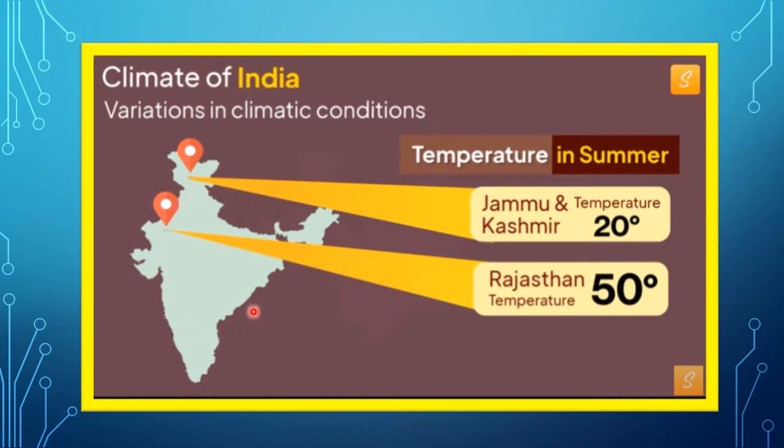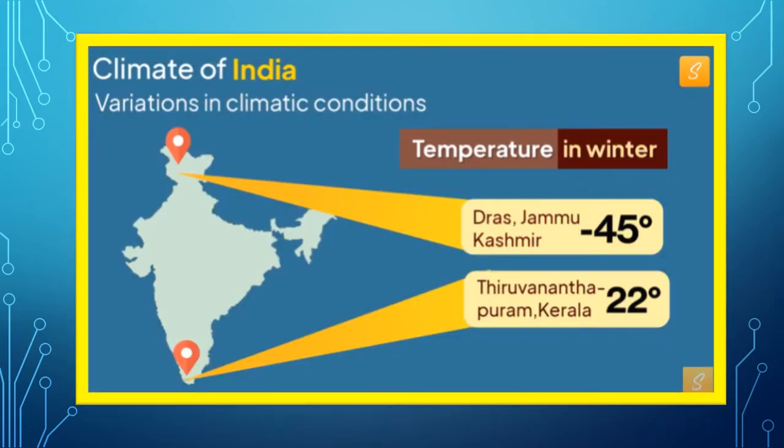So we see that the temperature during summers in Rajasthan is 50 degrees. It's so hot. Whereas the temperature in Jammu and Kashmir, because it is at a height, is 20 degrees Celsius. That is why in summers we all want to go to a hill station, because the temperatures are less there. So we see that there are regional variations in temperature during summer.